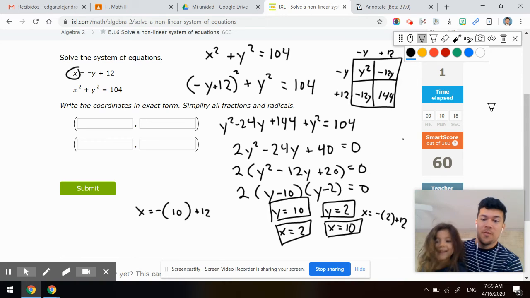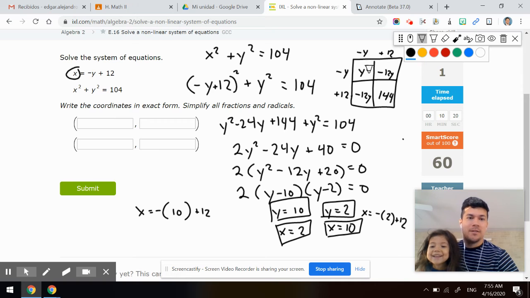Okay, so we've got an equation in x equals and an equation that's not even close to being an x equals or y equals. So we're going to use substitution a little differently in this case. We're going to take the first equation, which is an x equals, and we're going to substitute it into the second equation. So we're going to substitute negative y plus 12 into equation number 1.